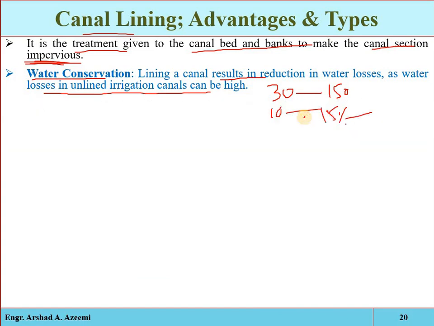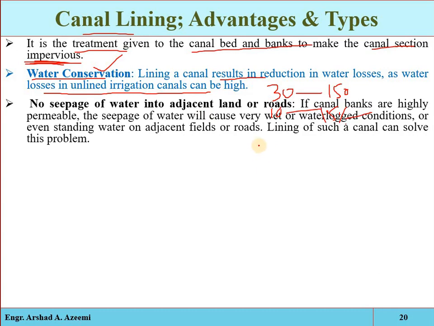Suppose you are pumping the irrigation water, then it is most important that you conserve the irrigation water so that the pumping cost may be reduced. Also, most importantly, if the canal is unlined, there will be seepage of water into the nearby area. For example, if there is a road, or nearby agricultural land, or a building, then if the canal cross section is unlined, there is a possibility that seepage will occur into the nearby area.